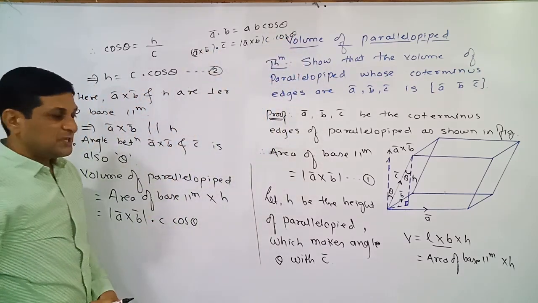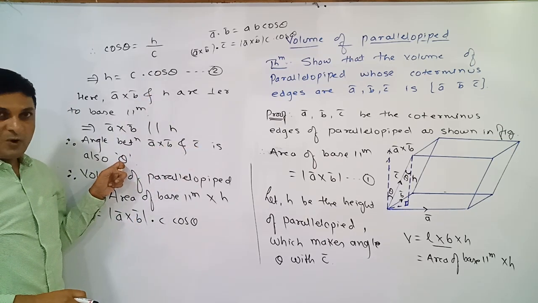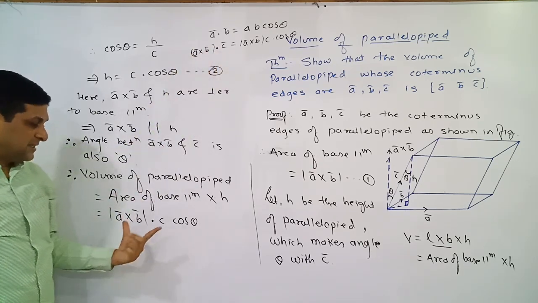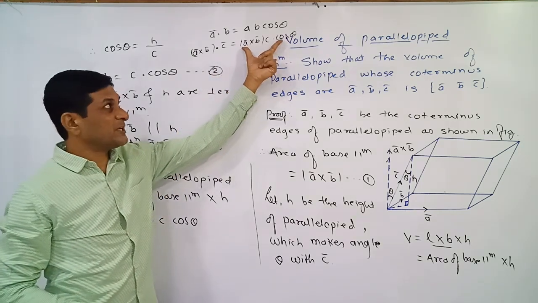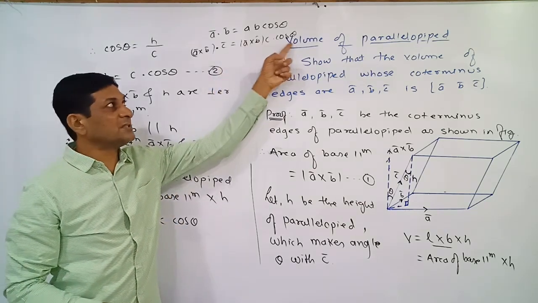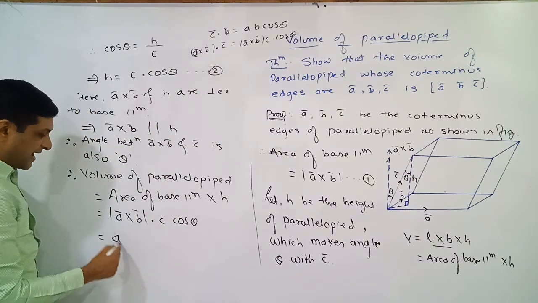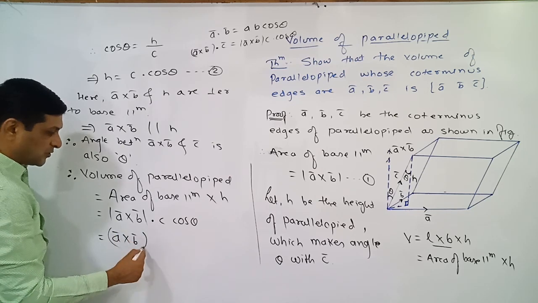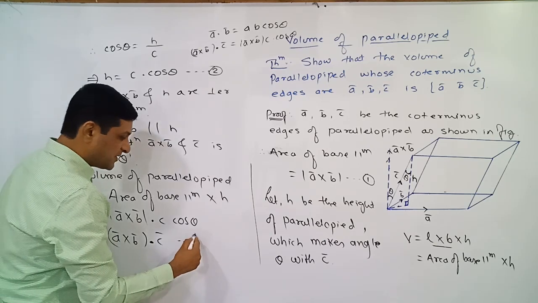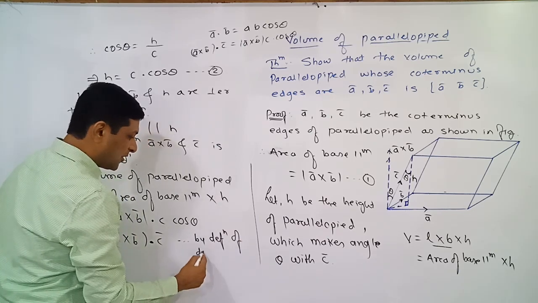So check whether the angle between C bar and A bar cross B bar is also theta. So already we have shown that the angle between these two vectors is equal to theta. Check whether the same expression is here. This same expression appears here, magnitude of A bar cross B bar, C cos theta. So this is nothing but the value of A bar cross B bar dot C bar. This result we have got by applying the definition of dot product. So if you want, write down here, by definition of dot product.